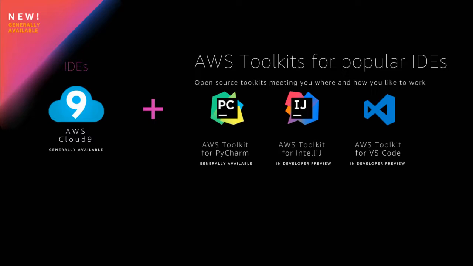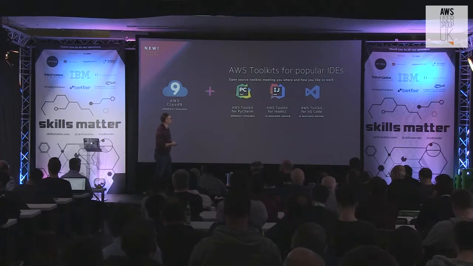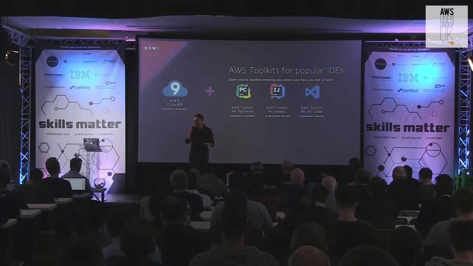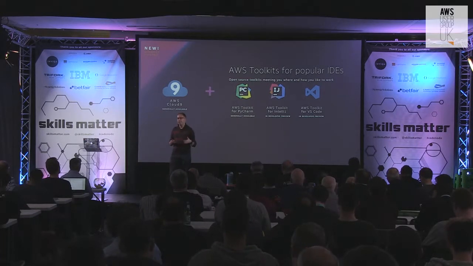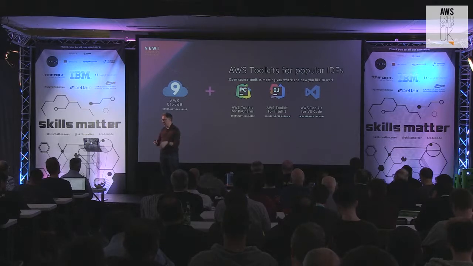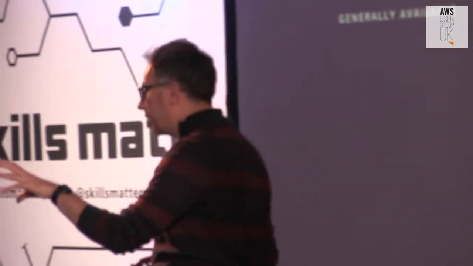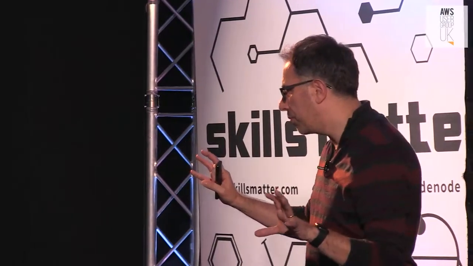What are the features of the tool? They are focused on serverless development. They use the AWS SAM CLI to enable local execution of serverless applications. From PyCharm, you can create a serverless application. We provide a few templates, and we are adding more templates. And we create all the scaffolding for you.